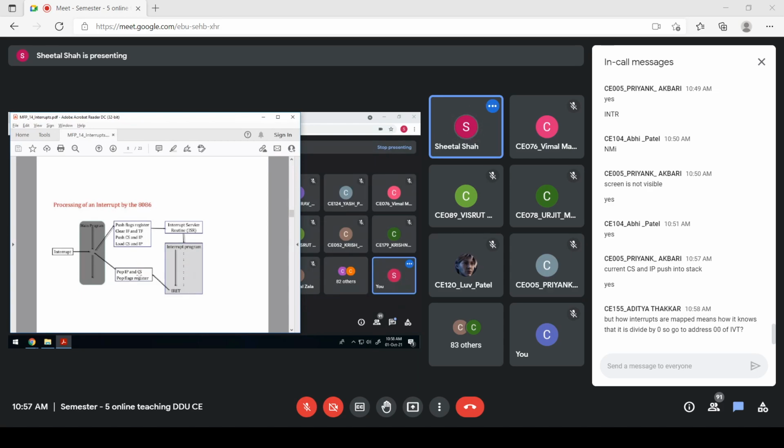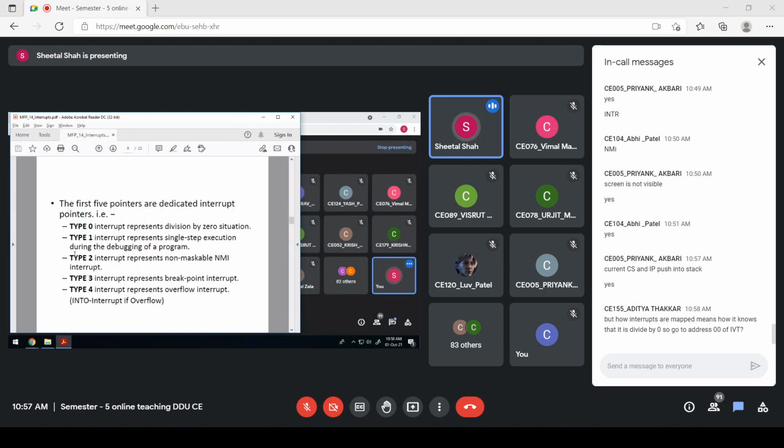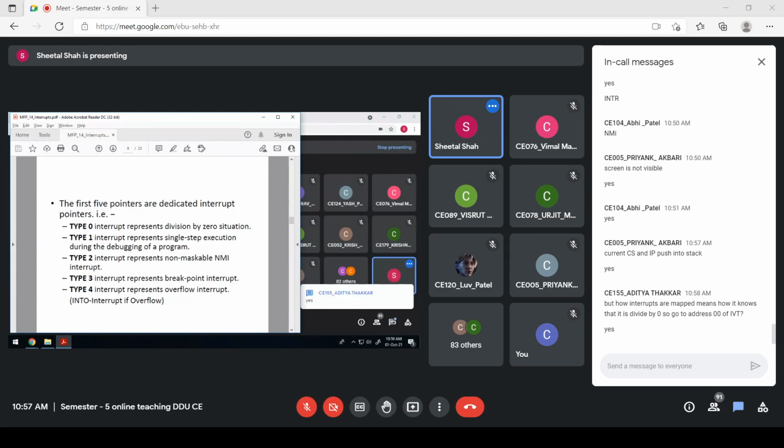That's what I said. Those are fixed. Are you getting this? It is fixed that if it is a divide by 0, then it is a type 0 interrupt. And if it is a type 0 interrupt, the segment value as well as the IP value is there at the address 00000. Is it clear? Got it, all of you?